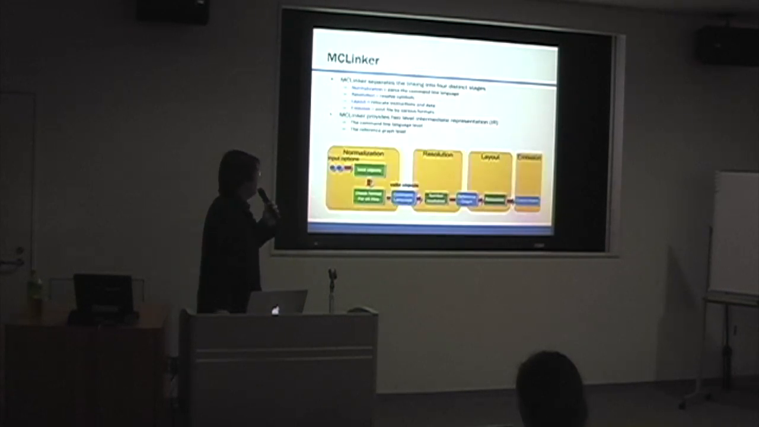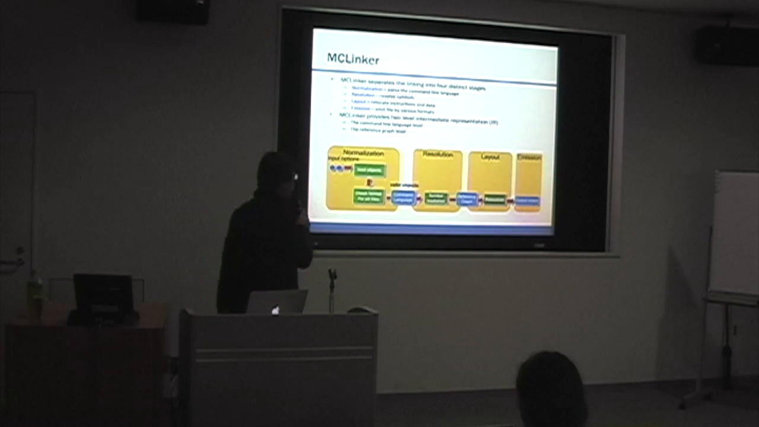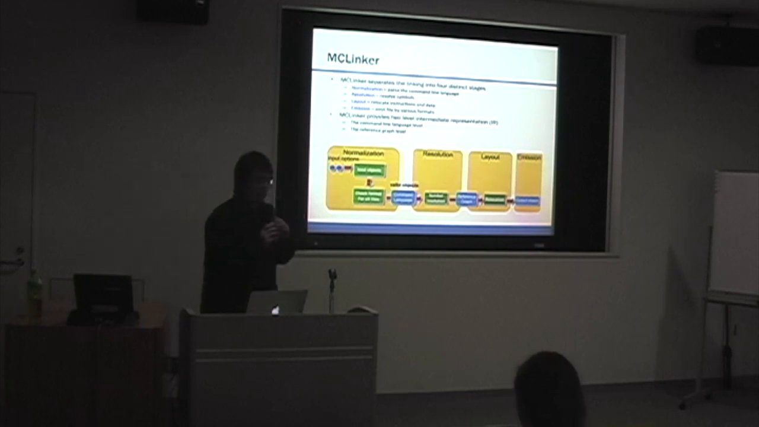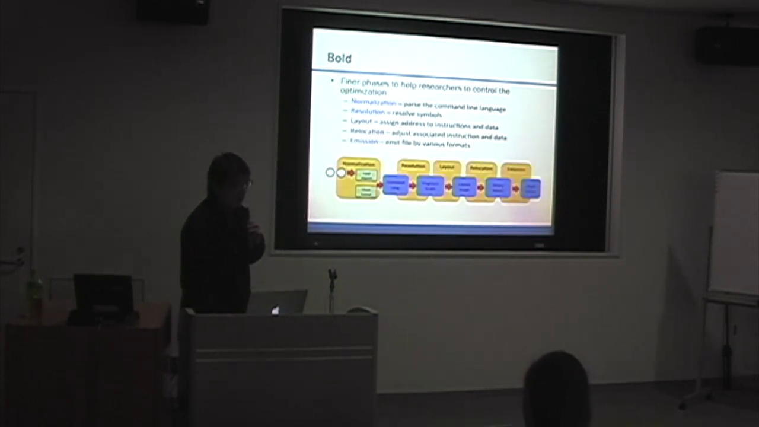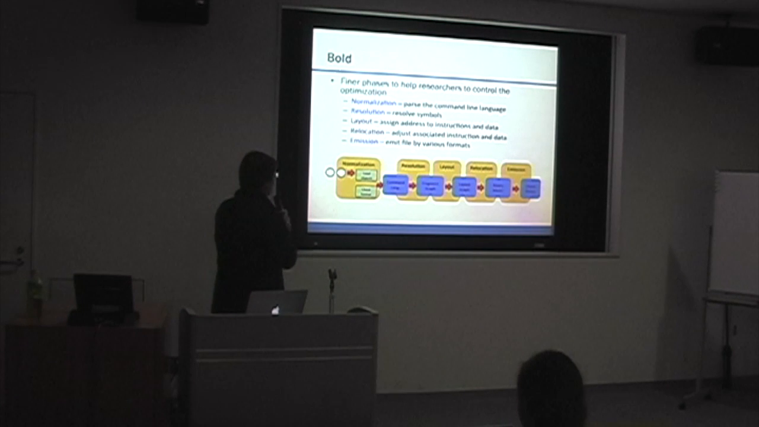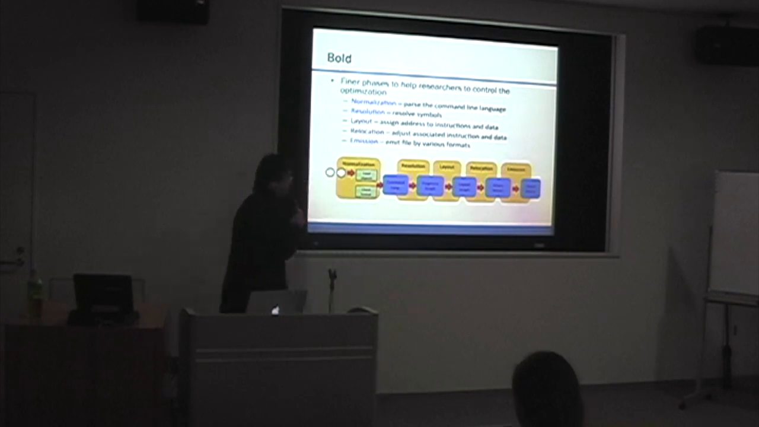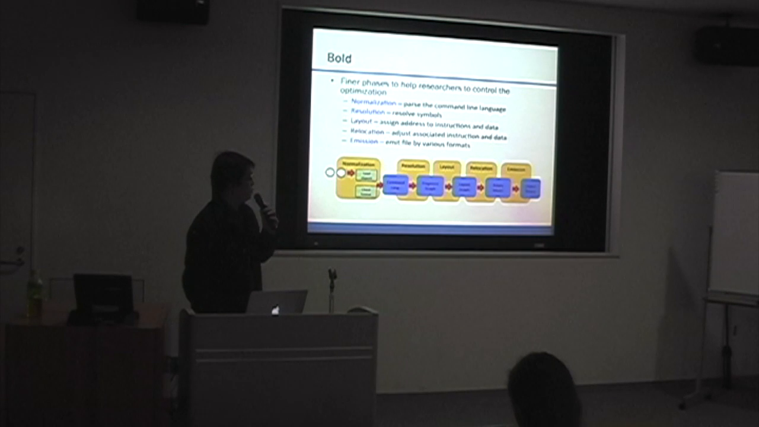And the third is Bold. In Bold, we try to separate the linking process into different stages. We will expand on these stages later. In Bold, we take these stages and separate them at a finer grain, and the finer grain can help researchers improve their optimizations.